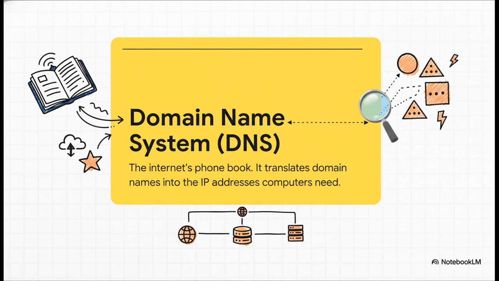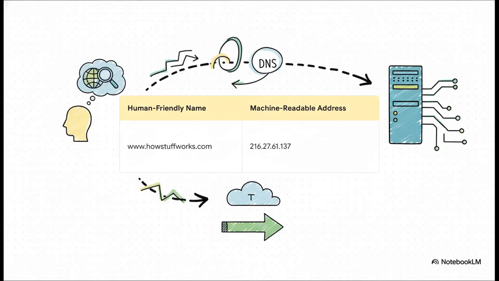Honestly, the best way to think about it is like a giant global phone book for the entire internet. See, we humans are good with names, right? But computers, they only really understand numbers. DNS is that amazing system that does the lookup for us. It takes the name you typed and finds the correct number. So look at this. When you type in a name, something friendly like howstuffworks.com, your computer has no idea what that is. It just doesn't speak that language. What it needs is the IP address. That's the string of numbers you see there.